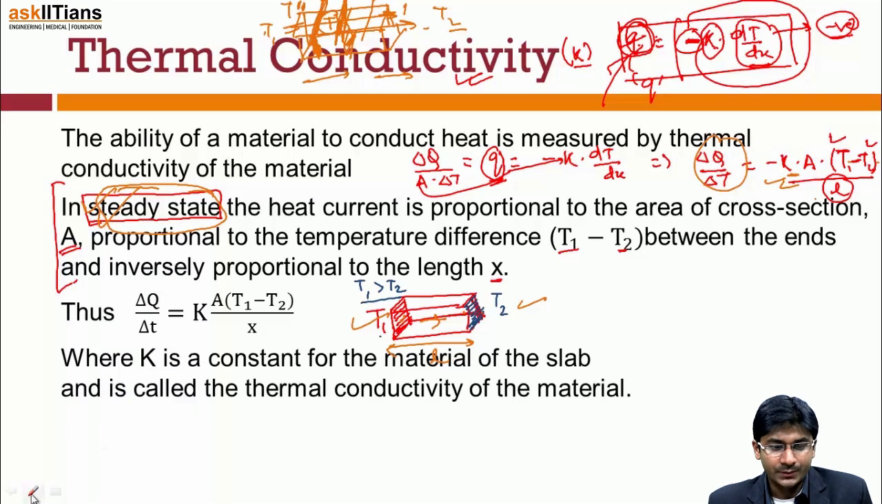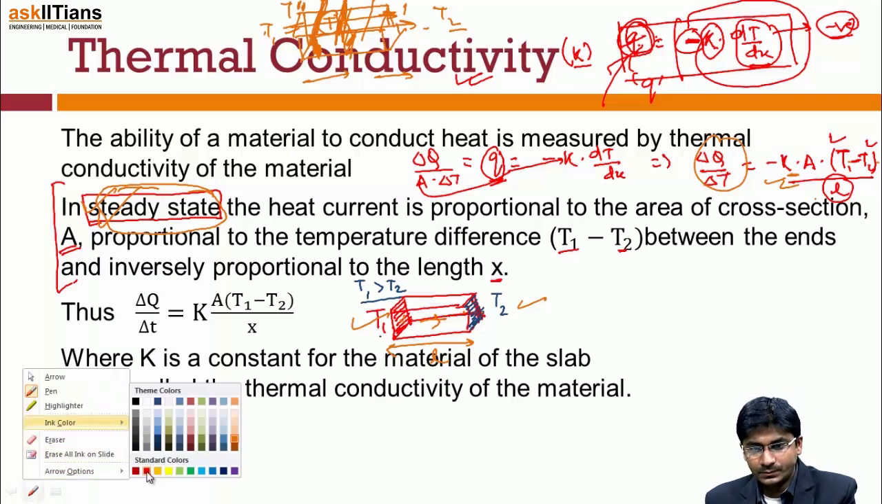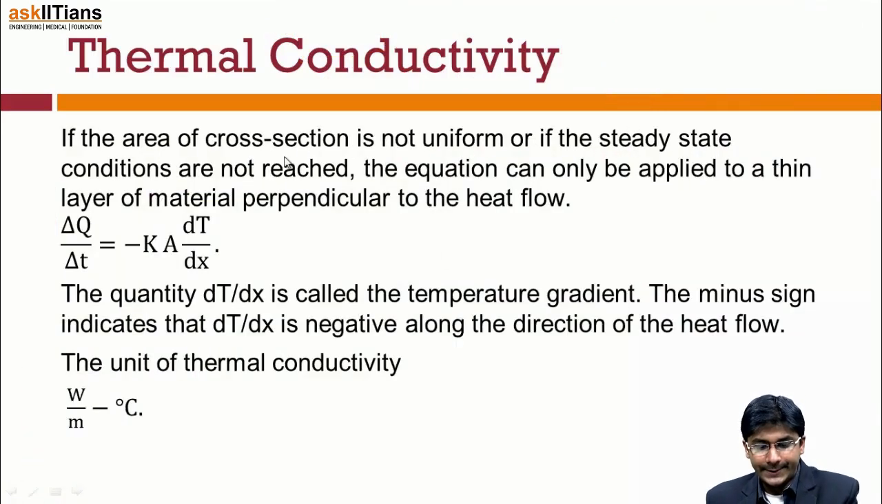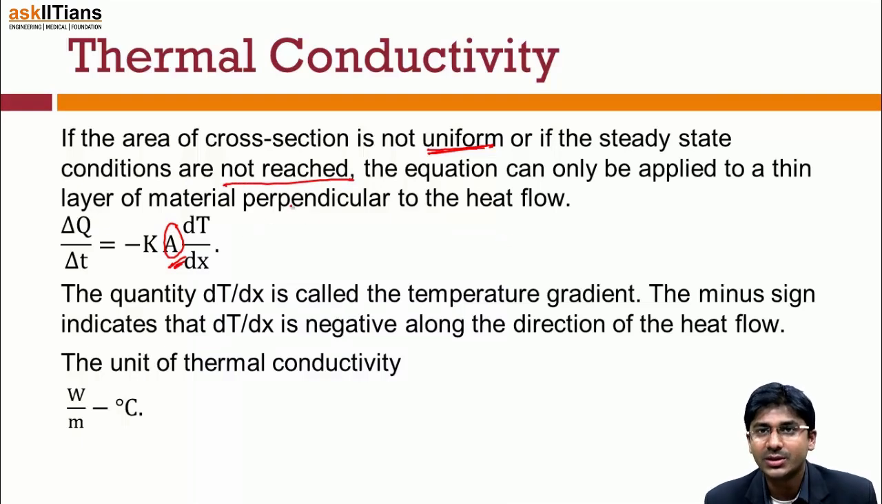Now again, as I told you, A was the area of cross section at that place. If this is not uniform, or if the steady state conditions are not reached, the equation can only be applied to a thin layer of material perpendicular to the heat flow. It's because in that thin layer you can assume that this area is constant and the steady state has been reached, like this.